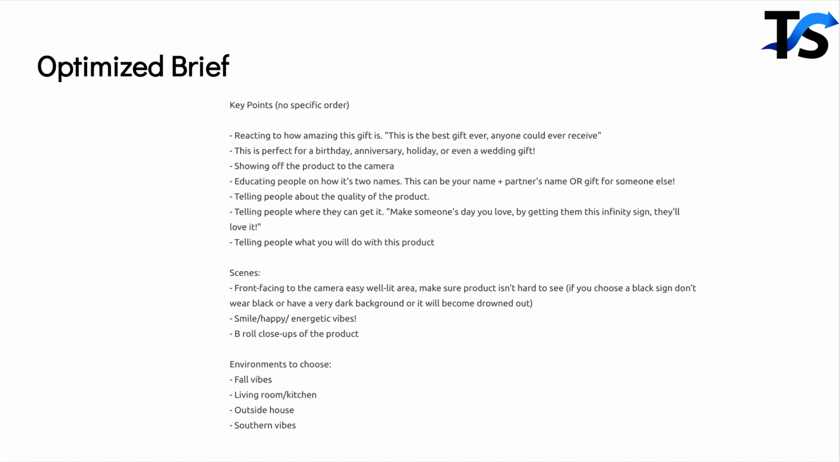But I'm also giving them specific places too. If they can't figure out fall vibes or southern vibes, they can go to living room, kitchen, outside house. So yeah, again, this is better, but it's not quite what we want. And I've even further improved this, but this is going to help you a little bit more. What went right here was that I was a little bit more descriptive on the scenes. I gave them specific environments to choose from.